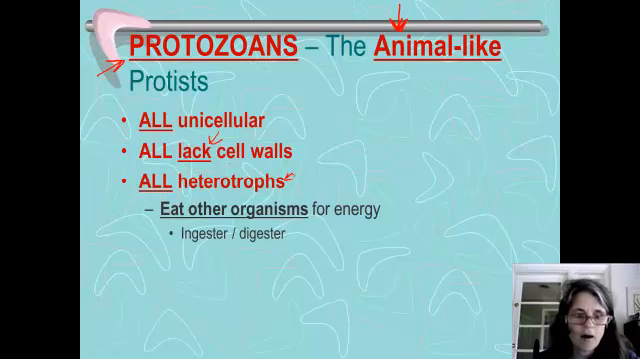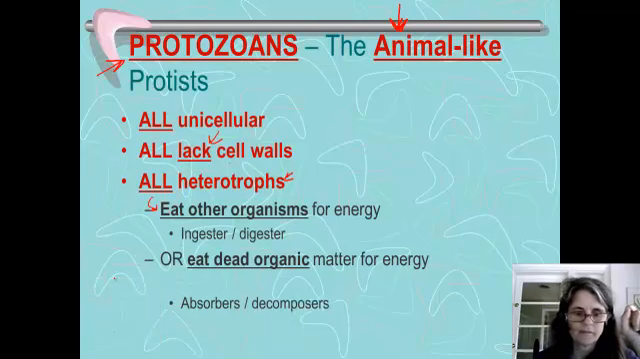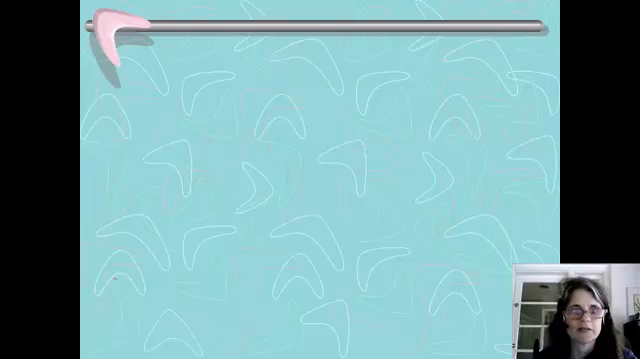They are all, well, we know what heterotrophs mean. Some of them are ingester digesters. As we've talked about before, they take something into their mouth and then break it down inside their body. That's what we do. Many are, in fact, decomposers. Okay? So we have both types of heterotrophs represented here.